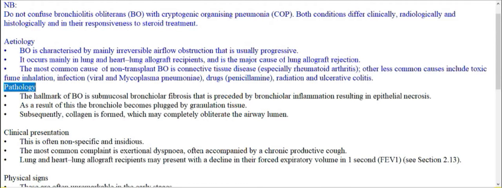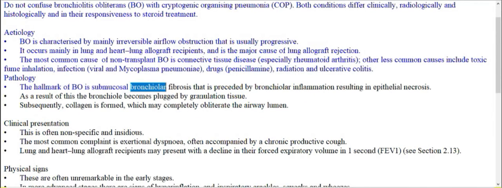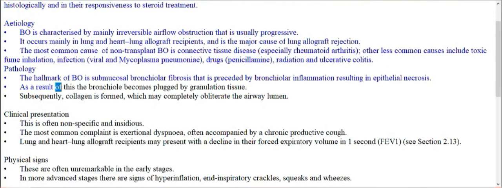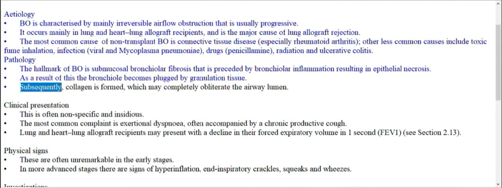Pathology. The hallmark of BO is submucosal bronchiolar fibrosis that is preceded by bronchiolar inflammation resulting in epithelial necrosis. As a result of this, the bronchiole becomes plugged by granulation tissue. Subsequently, collagen is formed, which may completely obliterate the airway lumen.